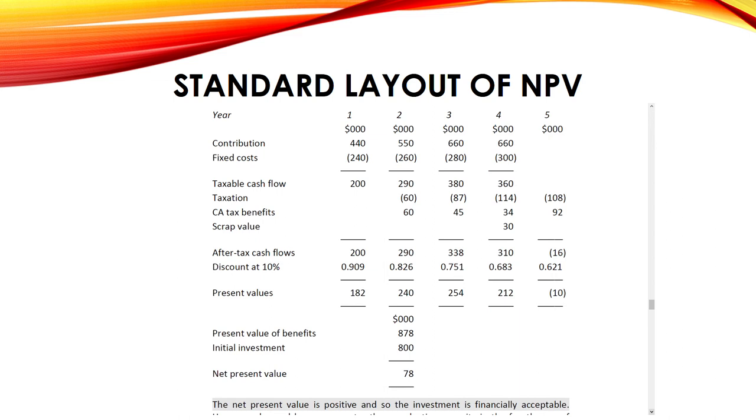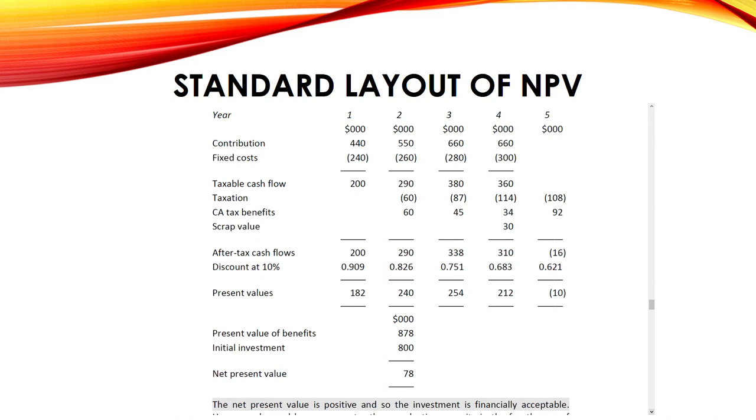Capital asset tax benefit. Scrap value. Then, after-tax cash flow, discount using 10%. Find the present value. After you find the present value, deduct your initial investment and get the net present value. Just see that one line they wrote: net present value is positive and so the investment is financially acceptable.